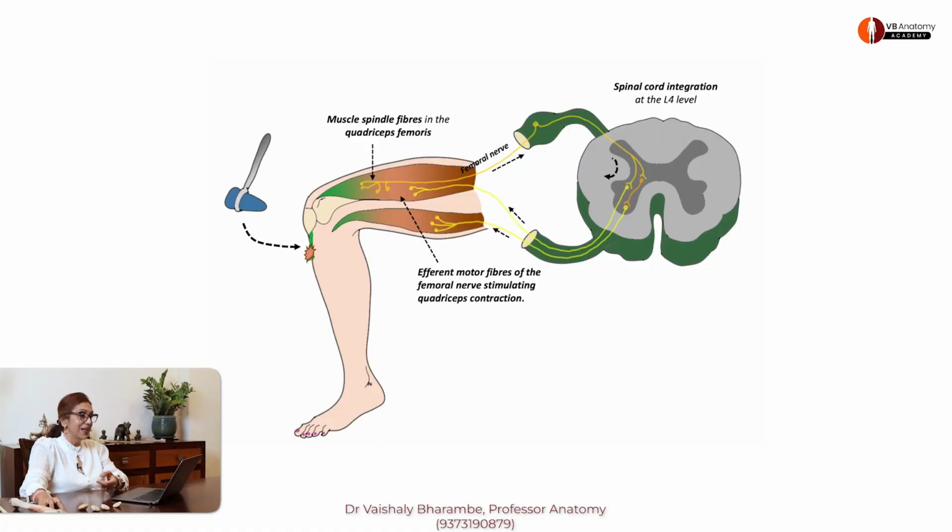What will happen if the quadriceps contracts? Your leg will move forward. What is that called? It is extension at the level of knee joint, which is the effect of your test.